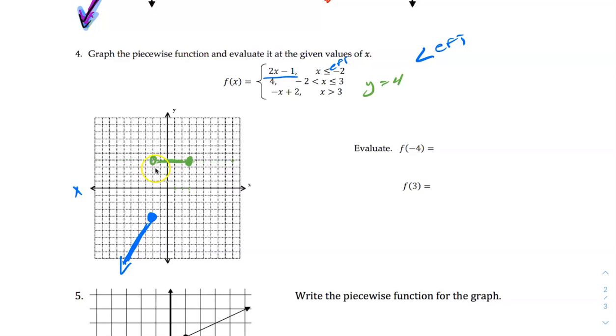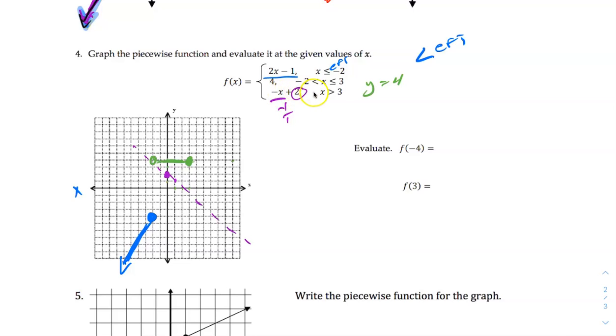See, this time you see it's not connected. It's still a function though. Pass the vertical line test, just not connected. And then the last one, -x plus 2. So y-intercept of 2 right here. Slope of -1, -1 over 1. So down 1 over 1.